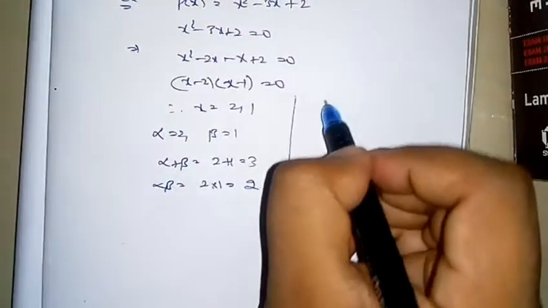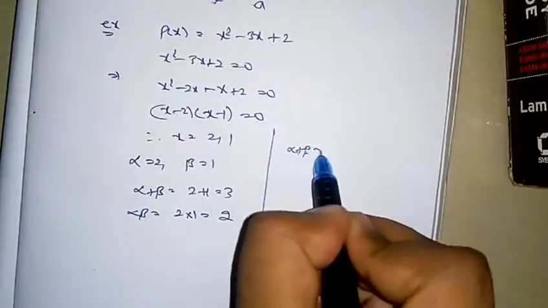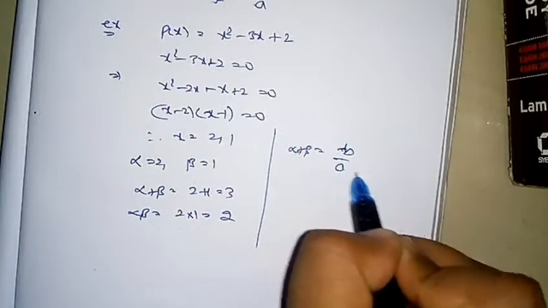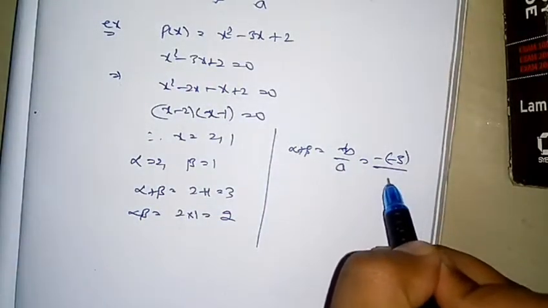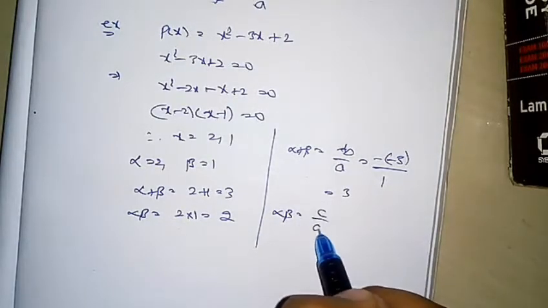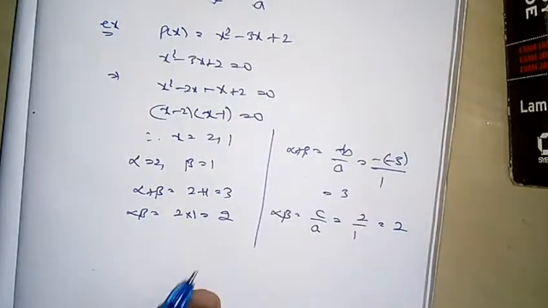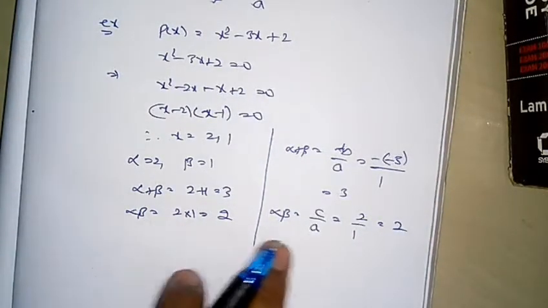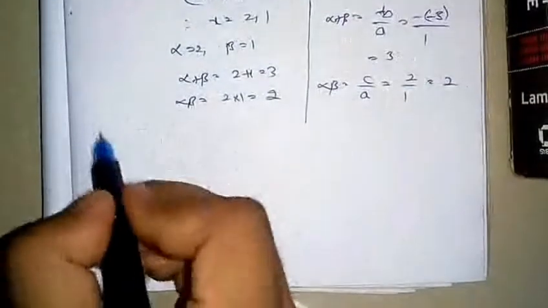Now if you observe, according to the relationship, alpha plus beta is equal to minus b by a, which is equal to minus of b, that is minus 3, by a, which is 1, which is equal to 3. Product of the roots is equal to c by a, which is c is 2, a is 1, which is equal to 2. Therefore, product of the roots is equal to c by a, sum of the roots is equal to minus b by a. This is for quadratic. Let's solve for cubic.